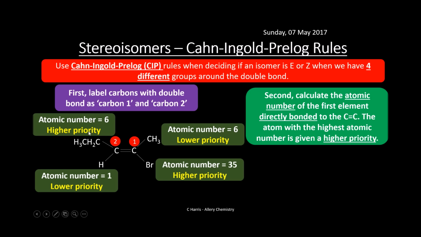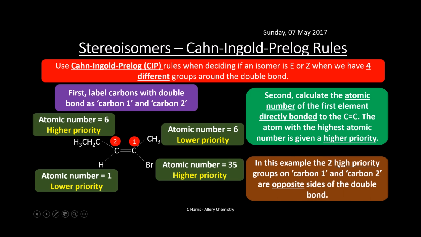So the two higher priorities are actually opposite the double bond. This is what we're saying here: the two high priority groups on carbon 1 and carbon 2 are on opposite sides of the double bond. You can see they're opposite, there they are. So in that case, we call this one E: 2-bromopent-2-ene. The E tells us that they're opposite across the double bond. So it's pretty straightforward there.